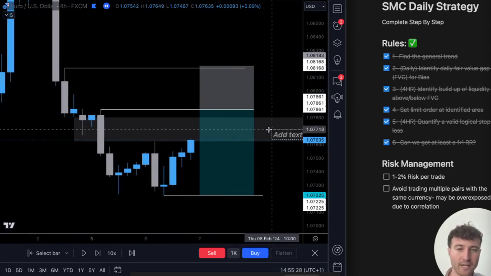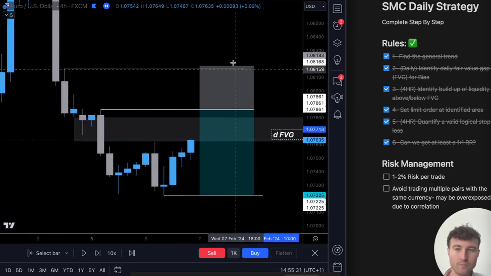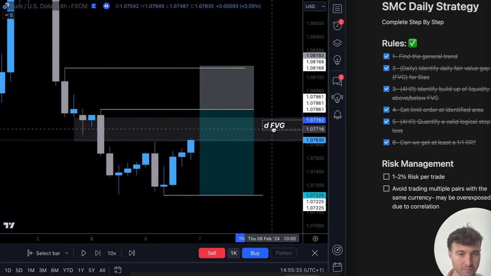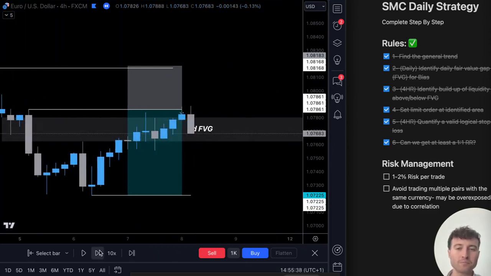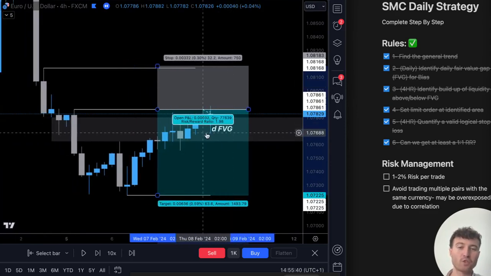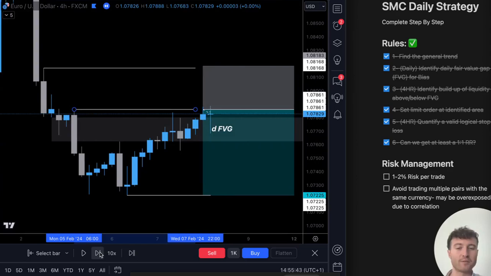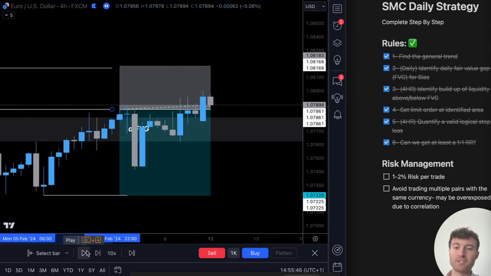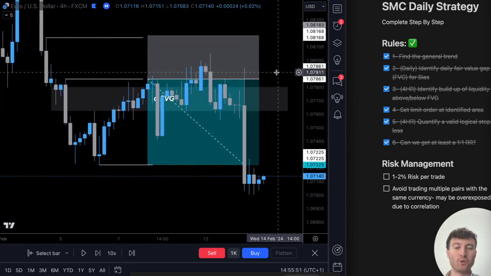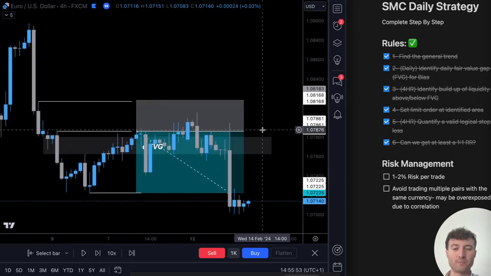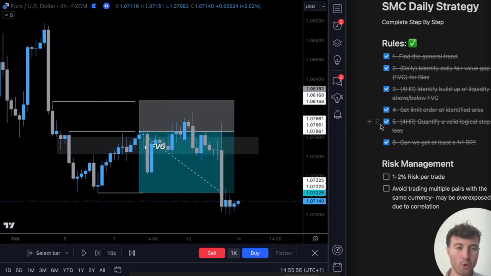Let me just mark on the daily fair value gap. That's this gray shaded area right here, which is our bias. Just play price on. You can see we're triggered short in this trade right here, and let's play this out. You see price is playing around a little bit, and then ultimately the 1-to-2 was hit on this trade. So that is the rule-based approach, and this, I'm sure, will change your whole perception of how you trade smart money concepts.